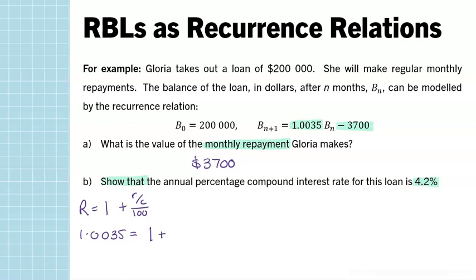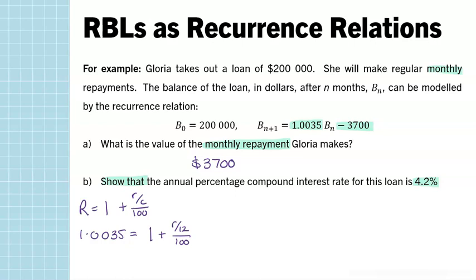The other thing I know is that it is compounding monthly. So I've got monthly repayments, and so I'll be compounding the interest monthly as well. So that would be 12 over 100. So the only thing I don't know at the moment is that interest rate. So I've created an equation, but now because they're asking me to show that the interest rate is such, I do have to actually do some working.